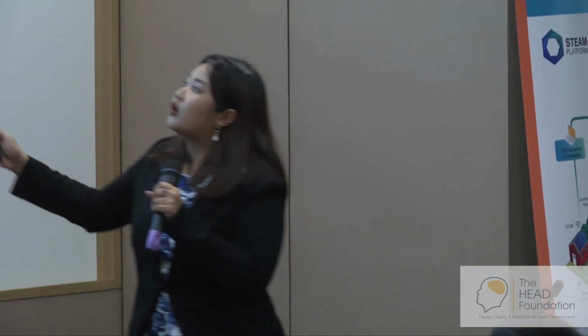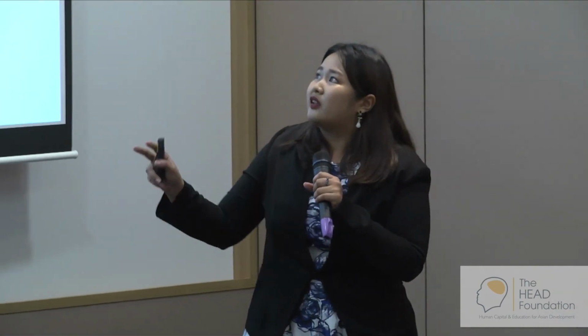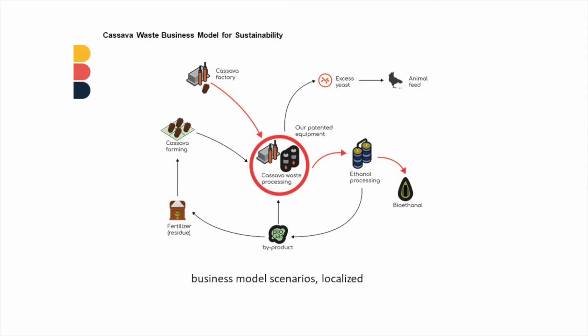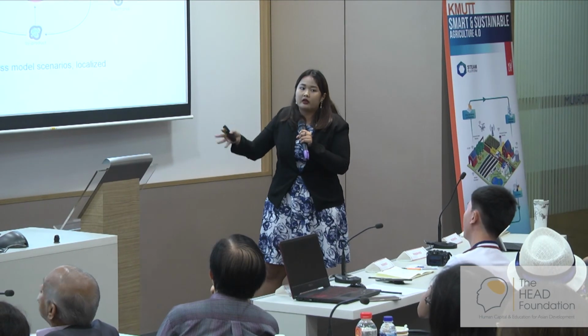Another one is the localized model. The difference is just the area of the cassava factory. There is a long way to the cassava factory, so we need to localize our reactor with the cassava factory.